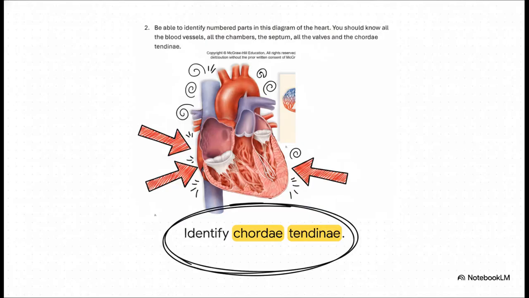Look really closely at the bottom of those white valve flaps. Do you see the tiny, white, stringy threads attaching the edges of the valves down to the textured pink chamber walls below? Those tiny strings, those are the chordae tendineae you absolutely must know for your checklist. They pull tight right when the door shuts to keep it perfectly in place. It's a brilliant piece of engineering.